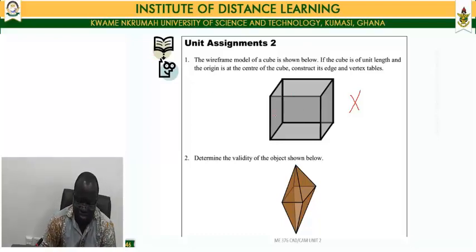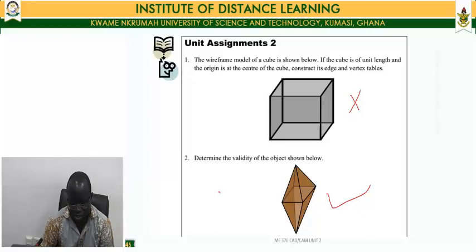Determine the validity of the object shown. This diamond shape: check the number of edges and faces, and use the Euler-Poincare equation, in addition to those 4 conditions, to determine whether or not this is valid. As well, this is a cylindrical shape with a square cutout inside.